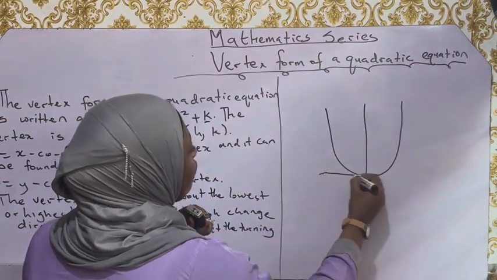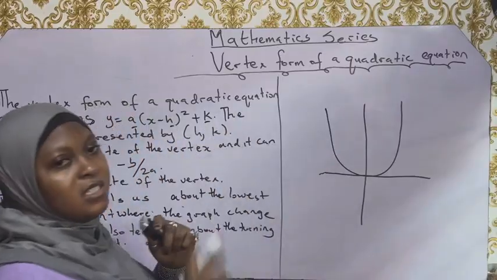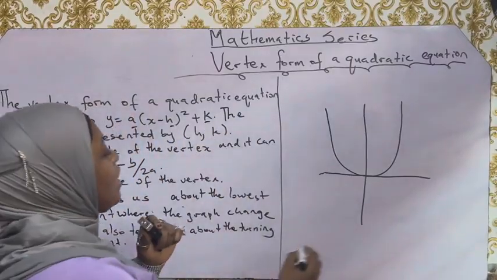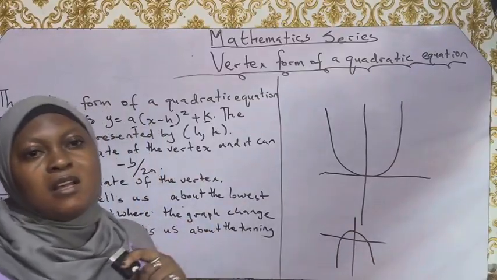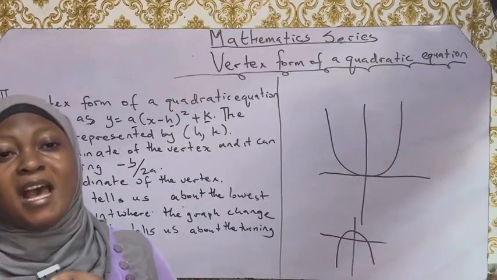In the graph of a quadratic equation, if a is positive, it will open upward. If a is negative, the graph will open downward. So, which means the vertex will be at the highest point.